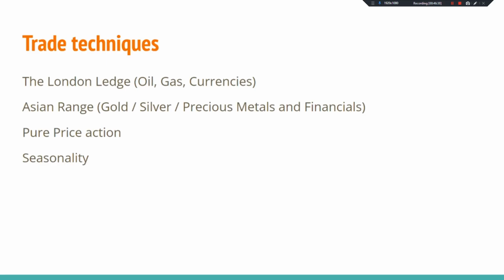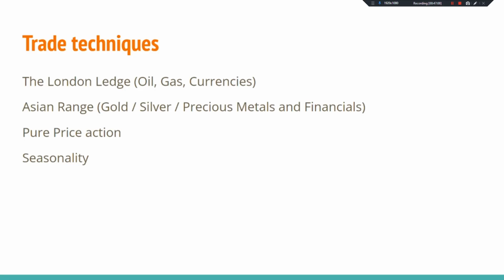The Asian range works on gold and silver particularly, but other precious metals and some of the financials as well. Often you'll see things like the Hang Seng, I think it's called, and the Japanese indexes. They can sometimes set the tone for the day, so sometimes you can trade out the ranges on those.